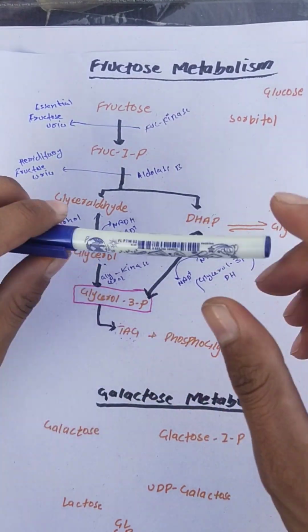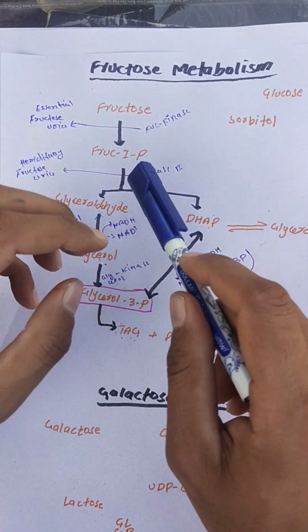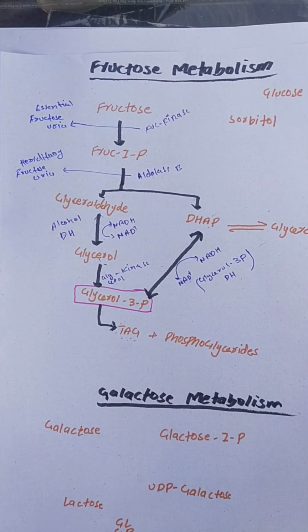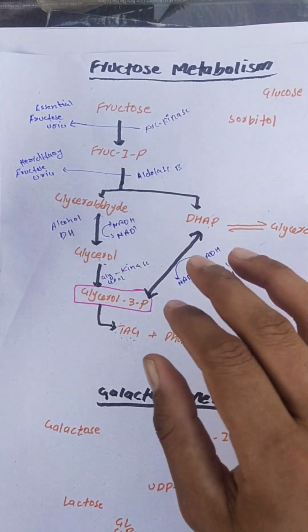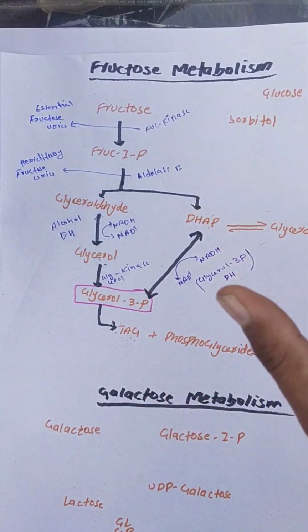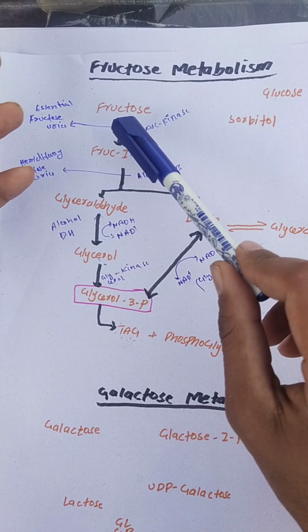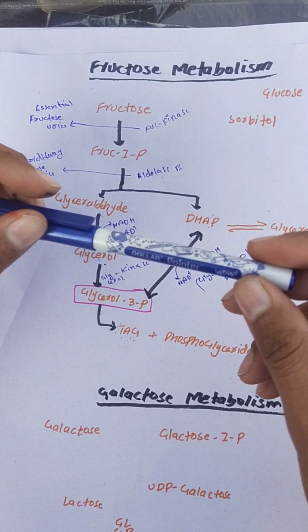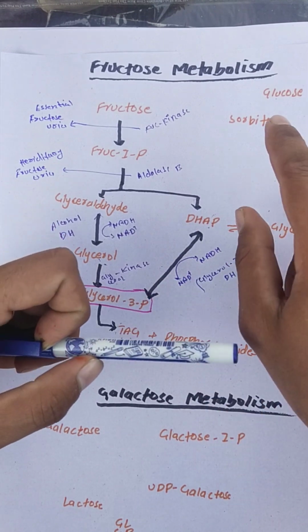One more thing: if a person has a deficiency of this enzyme, fructose can come into urine. But if we give this enzyme, then fructose can enter this metabolism and be converted into other compounds, and the fructose level can be decreased. But does fructose come from other monosaccharides? Yes, fructose can be made from glucose.